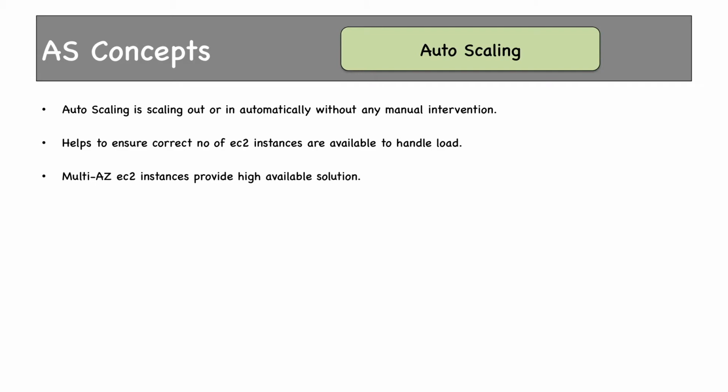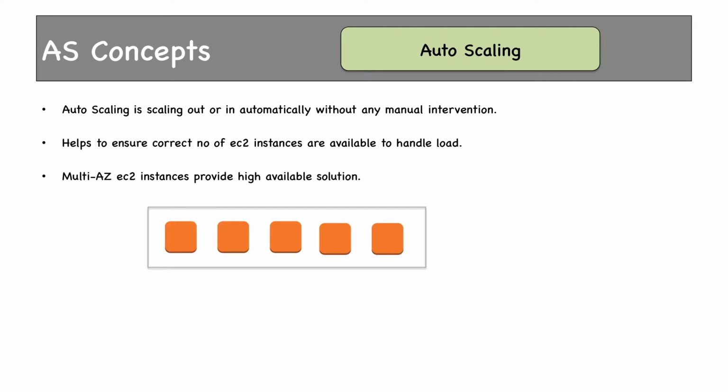Multi-AZ EC2 instances provide a highly available solution. This is pretty obvious. This is a group, we'll call this an autoscaling group, where you have a set of EC2 instances running. All have the exact same application in them. If one or more EC2 instances go down, autoscaling will launch a new instance with the same application in it. Autoscaling can dynamically increase and decrease capacity as needed.